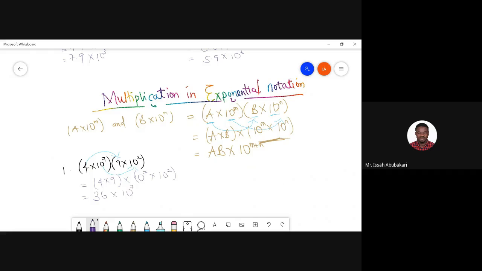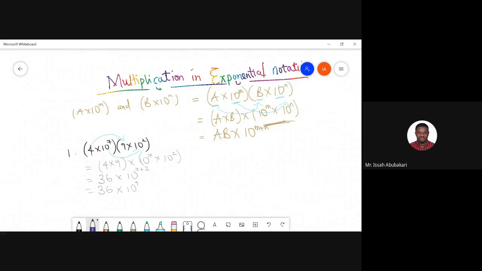Because we have the same base here, this is 10 and this is 10, and it is multiplication, we write one of them and we add the powers. So we're going to have 7 plus 2. And at the end, we have 36 times 10 power 9.